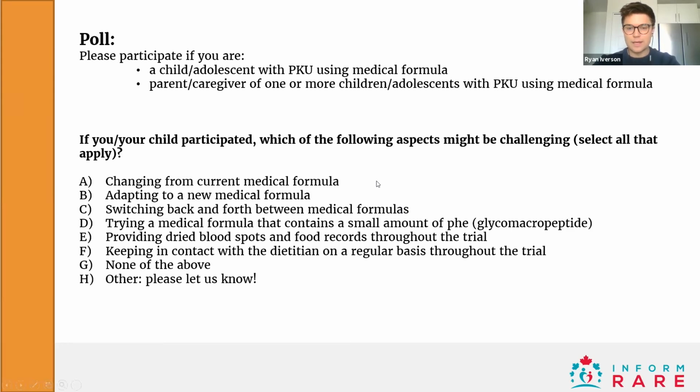So this question will help us to understand more of the challenges associated with participating in a clinical trial like this. So we'll relaunch this second poll. Specifically, if you or your child were to participate, which of the following aspects might be challenging for you or your child? And you can select all that apply here. And you can also let us know in the chat if you have other ideas as to other aspects that might be challenging for you.